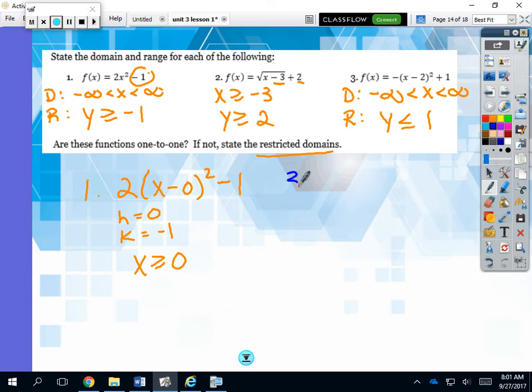And number 3, I had negative x minus 2 squared plus 1. In this case, h is equal to 2, because remember it's x minus h. If this were positive, then that would make this negative. h is 2, so x has to be greater than or equal to 2.